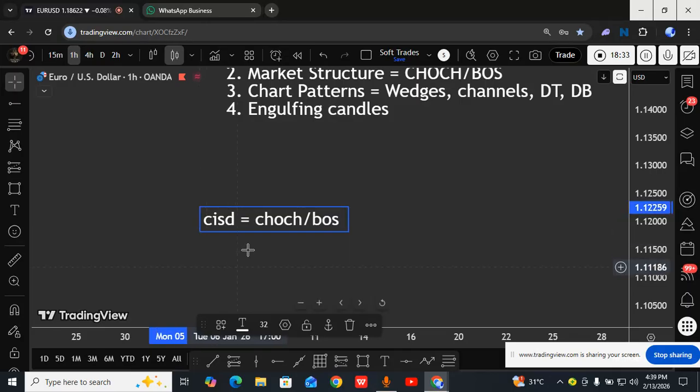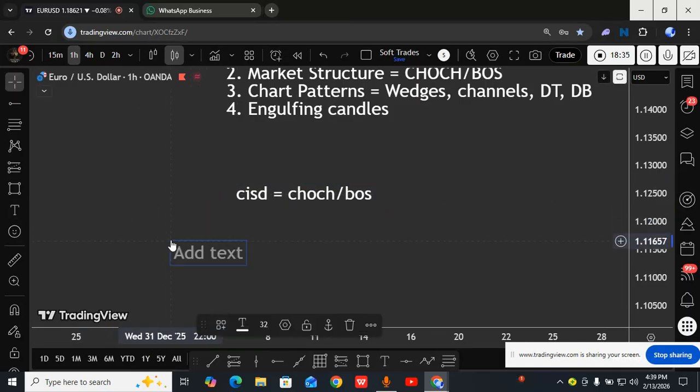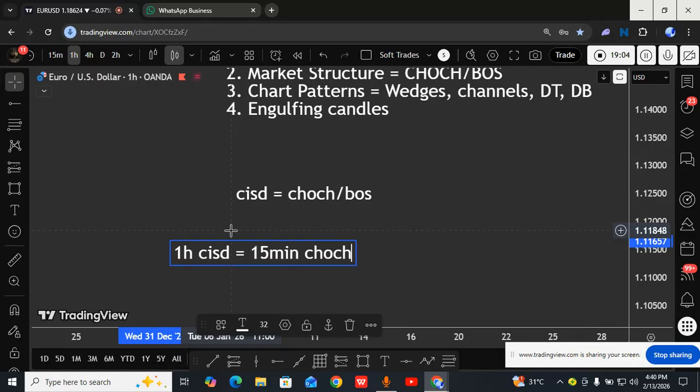Now, it depends on the time frame. If you have a 1 hour CISD, what I'm telling you now is you're not going to see it on YouTube or anywhere, but it's something that I've noticed over several months of using this particular CISD. It is my most used form of entry because it is more reliable, for the fact that it sweeps liquidity before it creates it. So 1 hour CISD is equal to 15 minutes change of character or 15-minute break of structure.